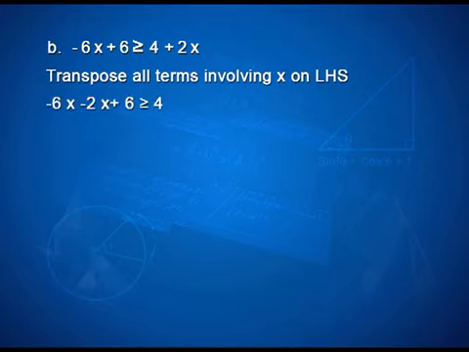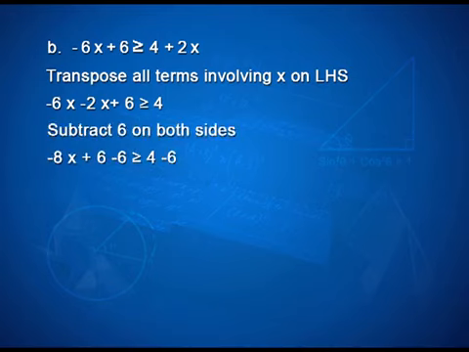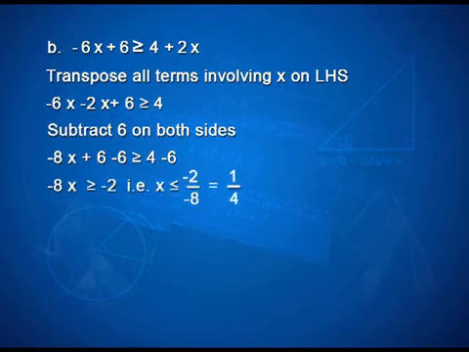Therefore, minus 6x minus 2x plus 6 is greater than or equal to 4, minus 6 on both the sides, giving us minus 8x plus 6 minus 6 is greater than or equal to 4 minus 6. Therefore, minus 8x is greater than or equal to minus 2. That is, x now will be less than or equal to minus 2 upon minus 8, because we are dividing it by minus 8. Therefore, x is less than or equal to 1 by 4.